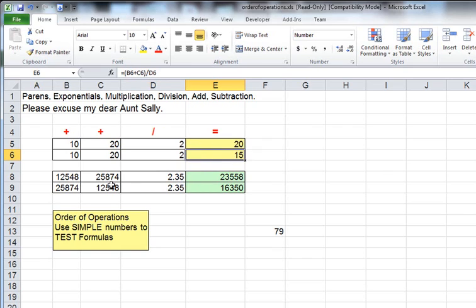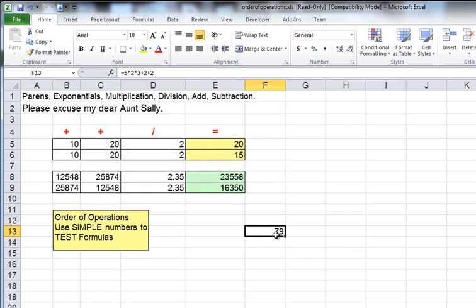In this case right here, these numbers are too difficult to work in your head. So you're not sure if 23,000 or 16,000 is the correct answer. It's just too difficult. So keep it simple when you're creating your calculations so that you know that you're getting what you want. Here's another example.